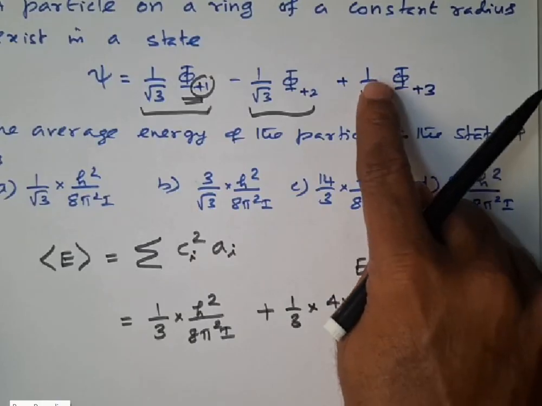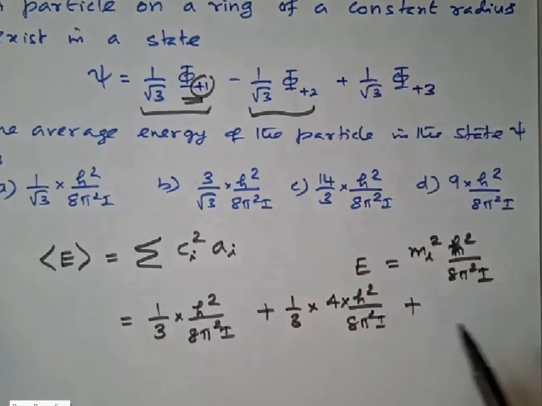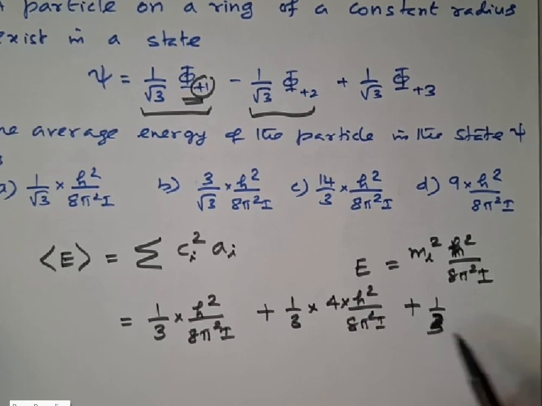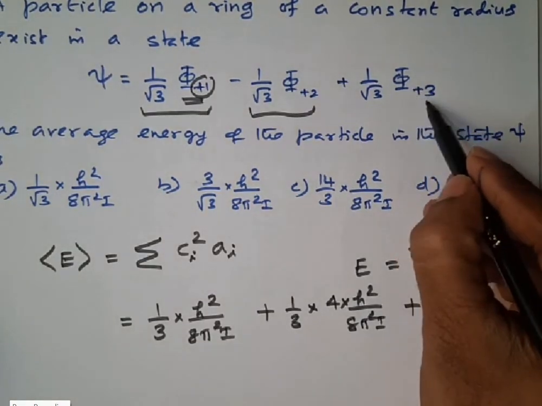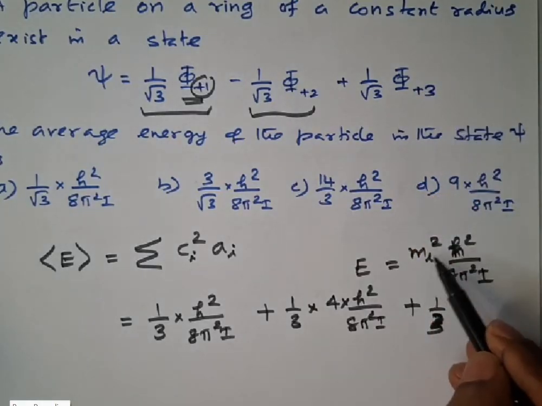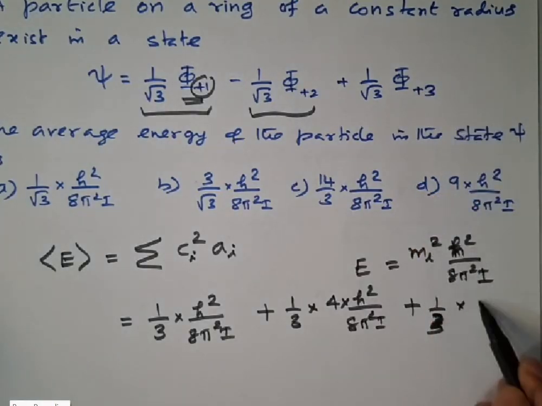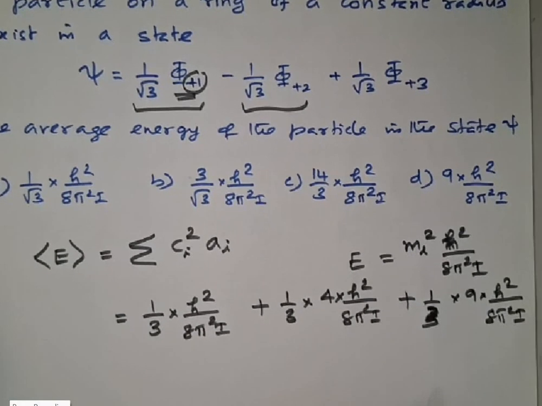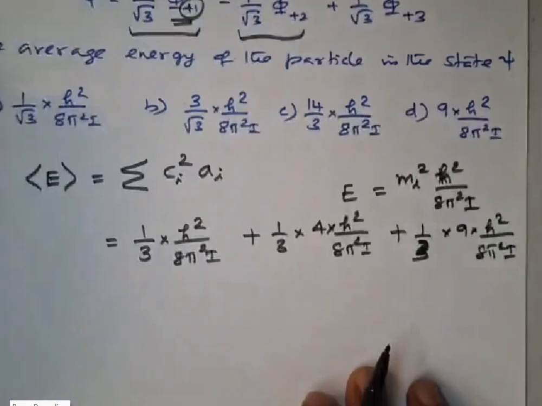Then plus, I'll move on to the next state. The next function has coefficient 1 by root 3. Take the square of the coefficient, which is 1 by 3. Then phi plus 3 is there, so the m value is plus 3. If you put m plus 3 here, 3 square is 9, so 9 into h square by 8 pi square I. So this sum will give you the average.